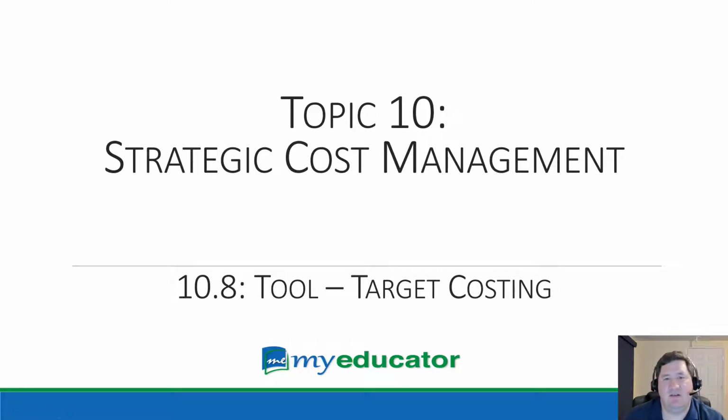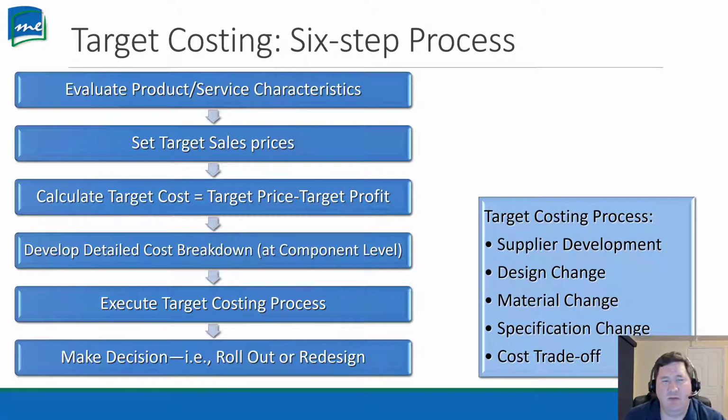So our last tool in topic 10 is target costing. So why do we do this? Well, it's a six-step process to try to find a final target price that we're trying to get to. That way we know, or we can modify, how we make a product or provide a service in order to get it to an ideal price that we want.